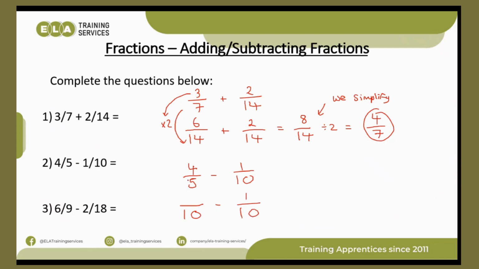We say to ourselves, what do we do to 5 to get to 10? So we times by 2, and then we do the same to 4, which is 8. And this time, because it's subtraction, we do 8 take away 1, which is 7. We keep our bottoms the same, which is 10. So our fraction is 7/10.